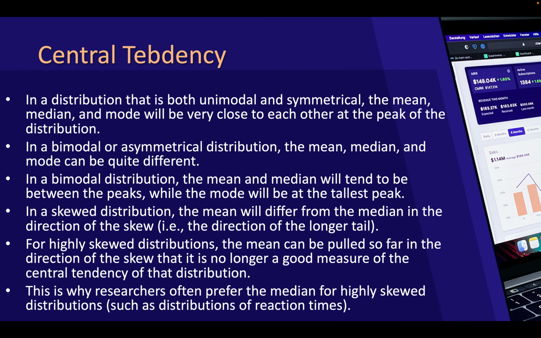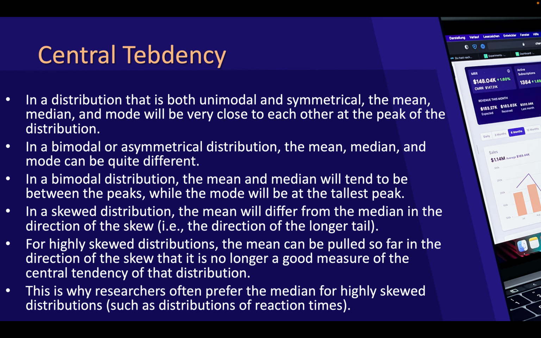In a distribution that is both unimodal and symmetrical, the mean, median, and mode will be very close to each other at the peak of the distribution. And as we saw, the mean and the median were very close in the ones that we were looking at. In a bimodal or asymmetrical distribution, the mean, median, and mode can be quite different.